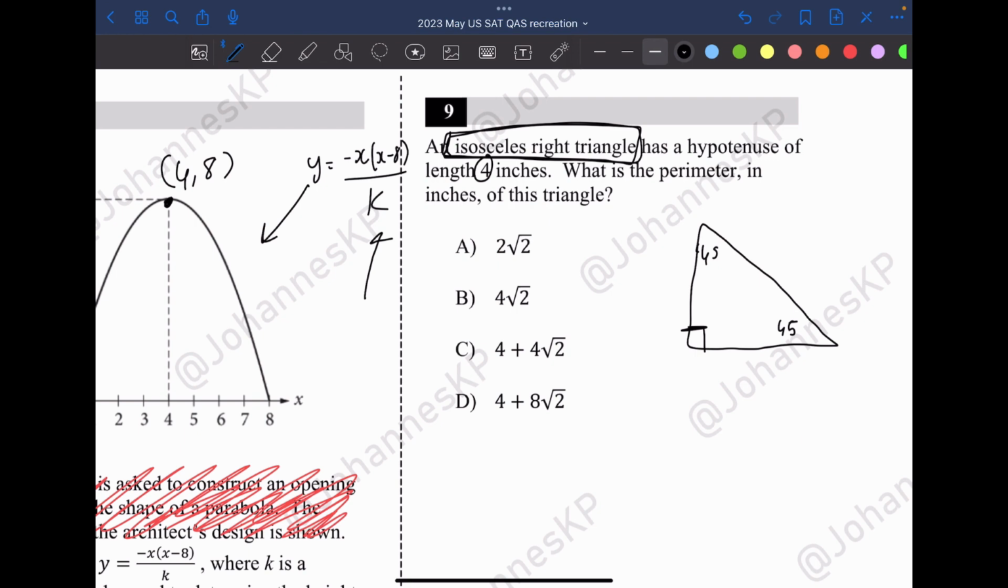After that, we know that the hypotenuse is 4 inches, so the hypotenuse is the longer side, which in this case is this one, which is also 4 inches over here. Okay, after that, pretty simple. Now what we have to do is find the perimeter of this.